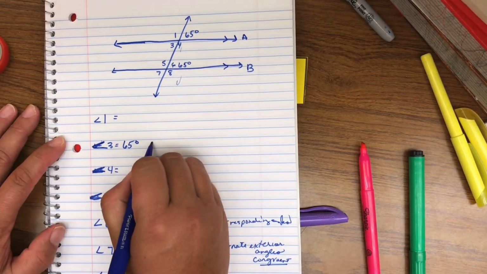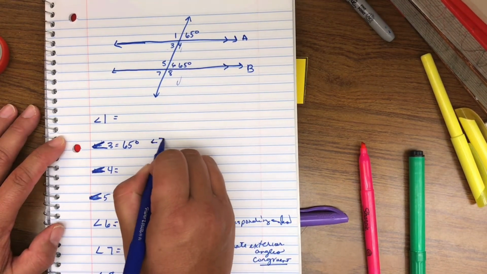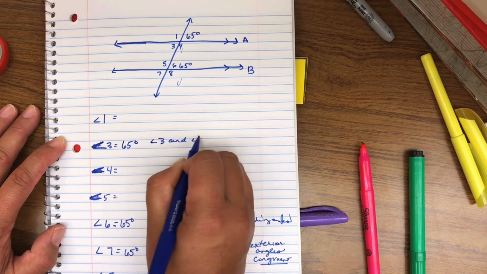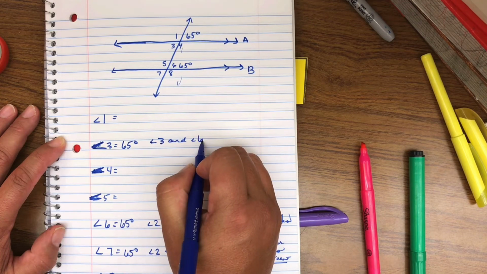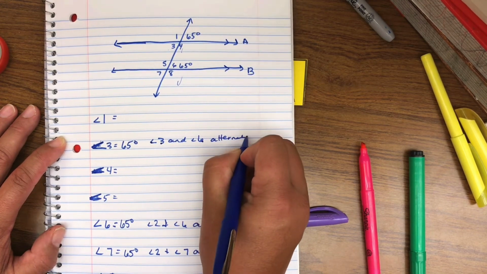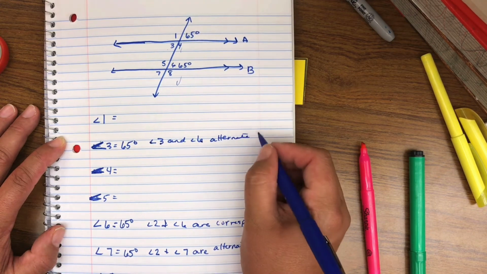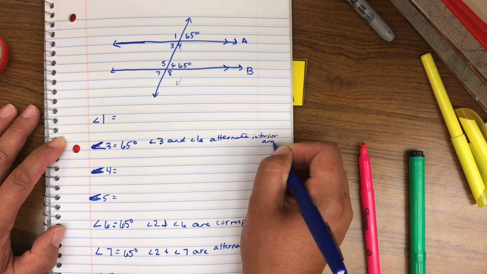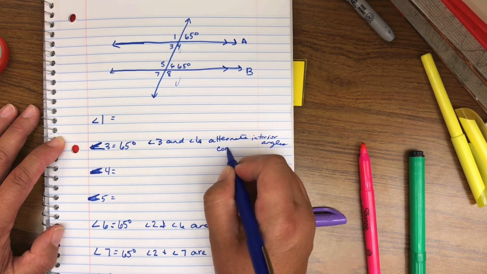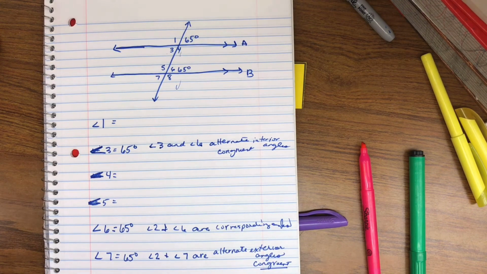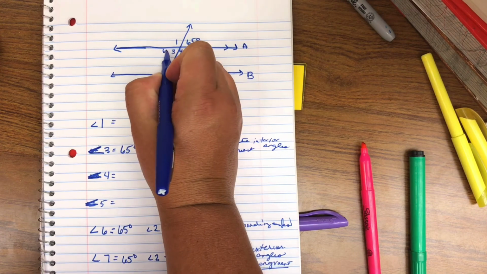So I'll write that one down. That makes sense for what we talked about today. Angle 3 and angle 6 are congruent because they are alternate interior angles. That means that they are also congruent. All right, so now we just have to figure out, so we got number 3 too, right?